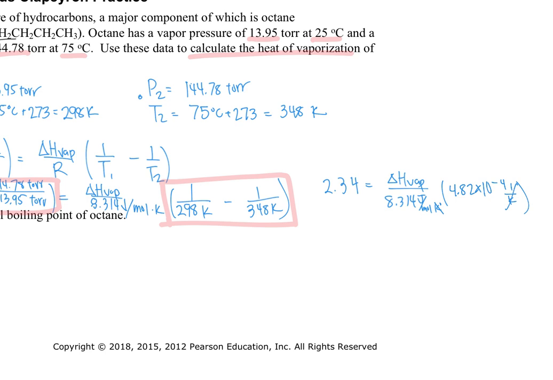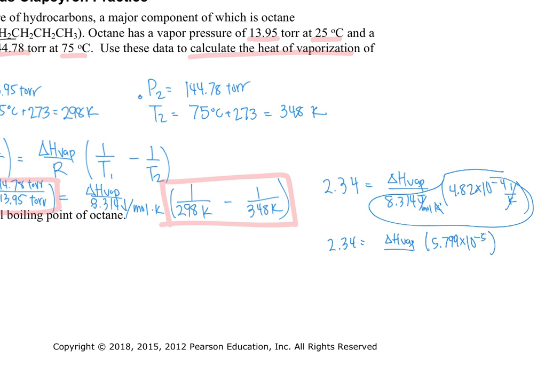And then this, again, is a number. So we can take our value we just got, 4.82 times 10 to the negative 4, and divide by 8.314. And so we get 2.34 equals delta H vap. Whoops, no, not divided by, because I'm combining them all together. So times by 5.799 times 10 to the negative 5.